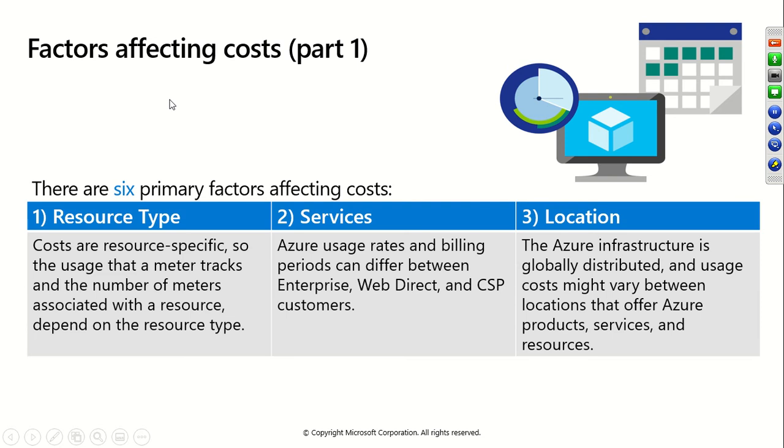All right, so what are the factors that can affect cost? There are 6 primary factors. One is resource type. There are some resources that consume so much money, so the resource that you use will determine how much you will pay. The second one is the service that you use. These are things that do not require you to create a VM, like your web app. You can also get billed based on the service you select.